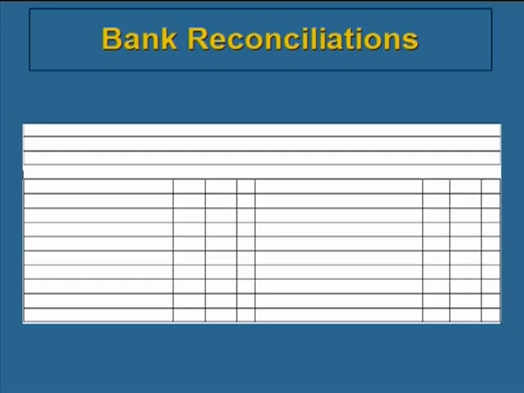So we're going to have the name of the company first, and the name of the company is Video Buster. We're going to have the name of the report, and it's bank reconciliation. Abbreviate reconciliation. And then we're going to have the date, and we're preparing the reconciliation as of October 31st.